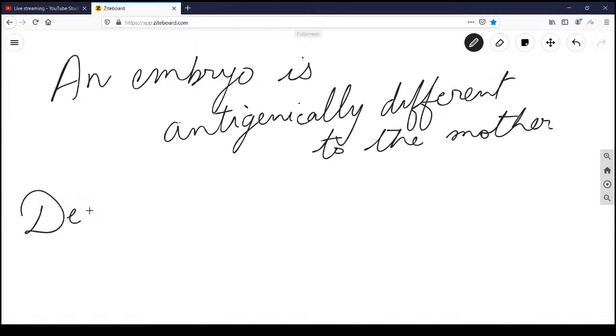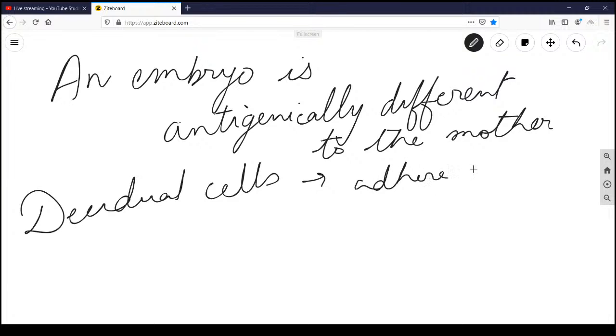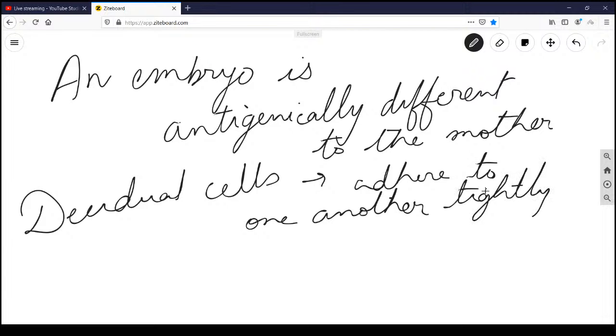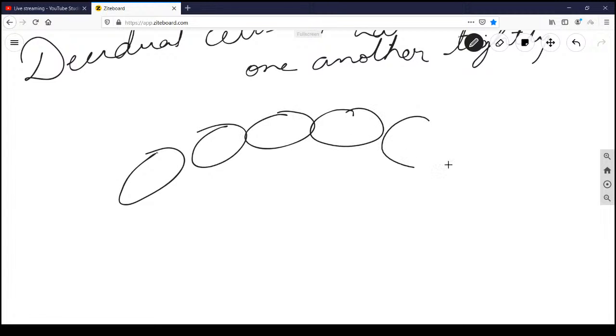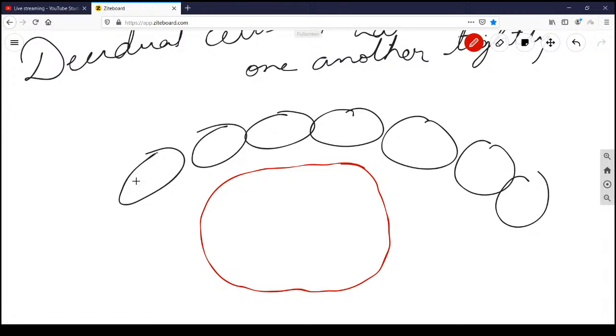So what the decidual cells will do is they will adhere to one another tightly. Always, decidual cells will adhere to one another tightly, and like this they will first adhere, and then they'll be coating or surrounding the embryo like this. So this is the decidual cell layer, adhering to it tightly.